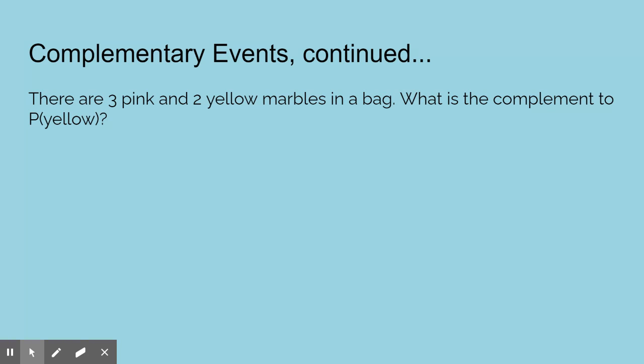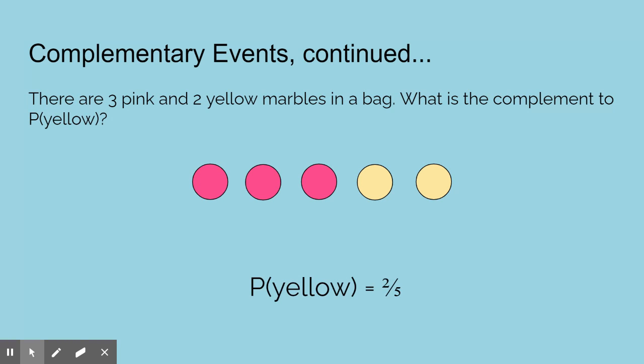So there are 3 pink and 2 yellow marbles in a bag. What is the complement to the probability of yellow? There are 2 ways that I could write this. I could say probability not yellow or probability pink, because we know that there's just yellow and pink marbles in this bag. In this case, I'm going to write that the probability of yellow is 2 over 5. We also want to know the complement. To do that, we're going to subtract from 5 over 5. So the probability that it's not yellow, 5 subtract 2 is 3. So the probability that it's not yellow is 3 over 5.